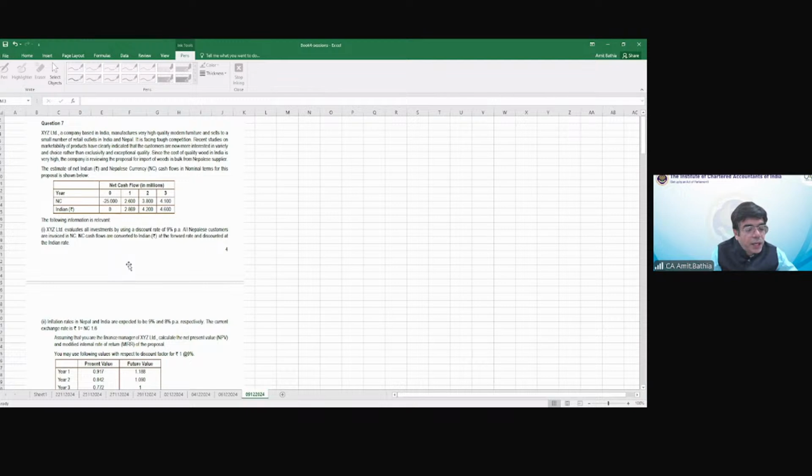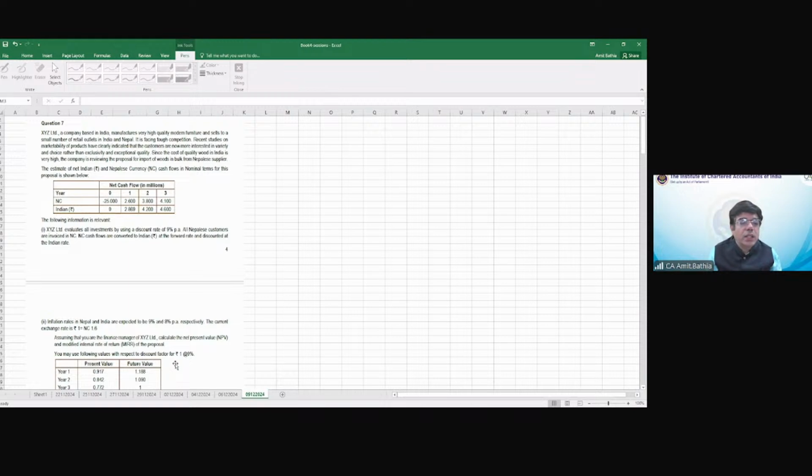Inflation rates in Nepal and India are expected to be 9% and 8% per annum respectively. The current exchange rate is Nepali currency 1.6 is equal to 1 rupee. Assuming that you are the finance manager of XYZ Limited, calculate the NPV and modified internal rate of return of the proposal. You may use the following values with respect to discount factor for rupee 1 at 9%. So we are given the discount factors for year 1, 2, 3, and we have also been provided with the future values at the rate of 9%.